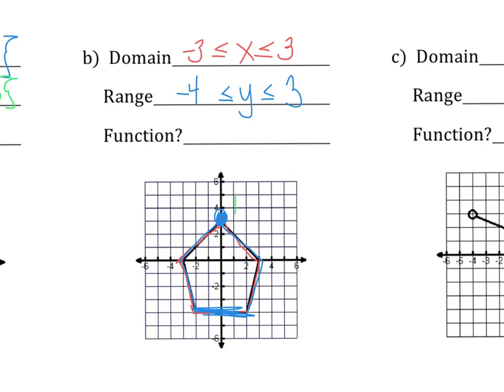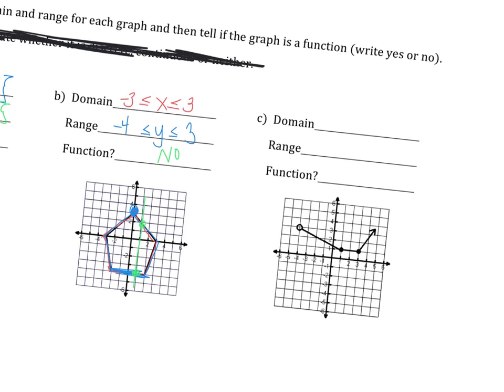All right, so now it asks, is this a function? Well, if I draw a vertical line right here, look what happens. It touches twice. So if it's touching twice, that means that no, this is not a function. Okay, so let's try that again. This one's going to be similar.